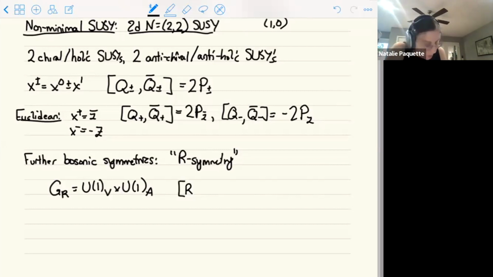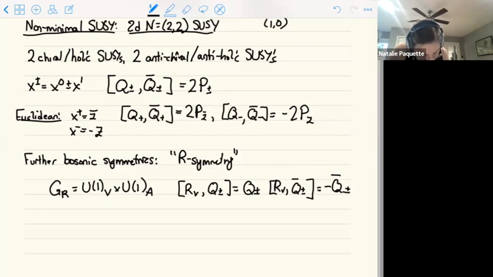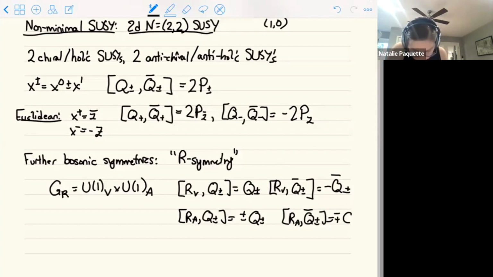So I'll denote their generators by R sub V and R sub A, and they act as follows on the supercharges. So the vector symmetry acts on the two chiral supercharges with charge +1, and their conjugates with charge -1, whereas the axial symmetry acts like so, with those plus and minus charges.